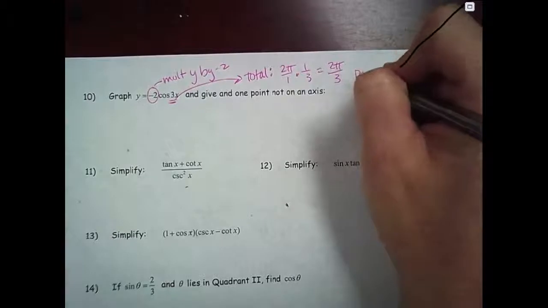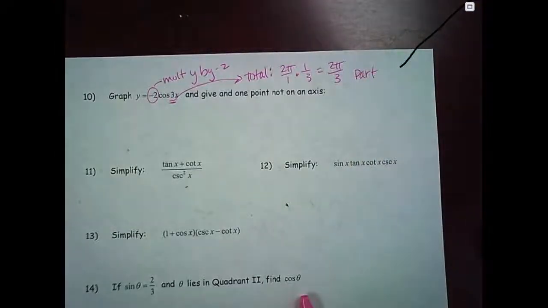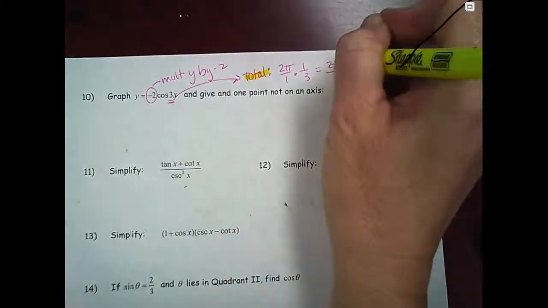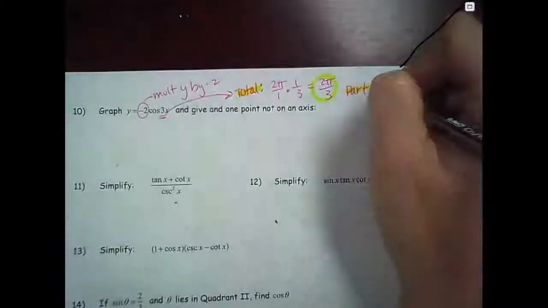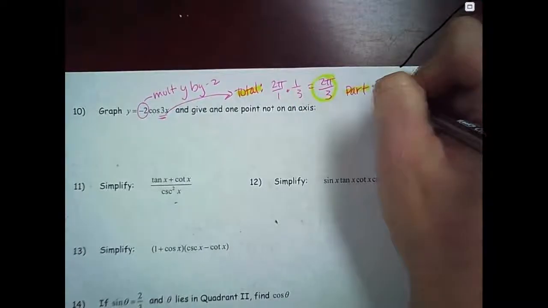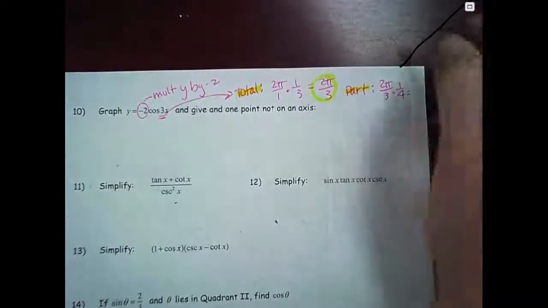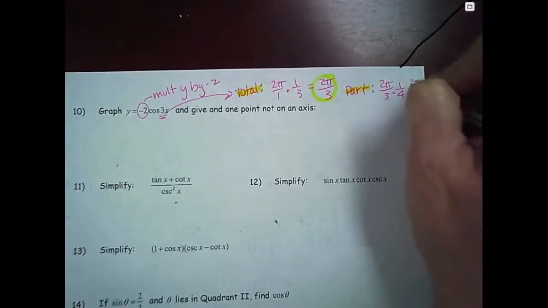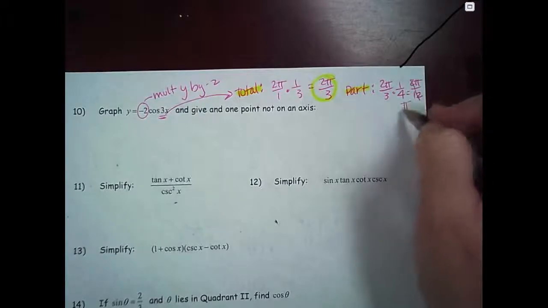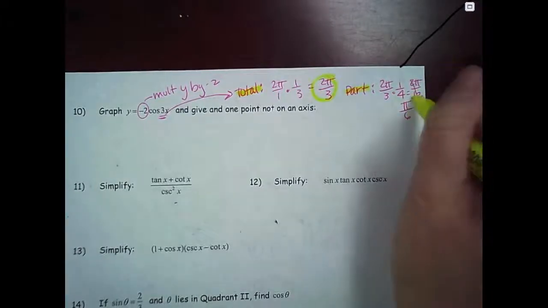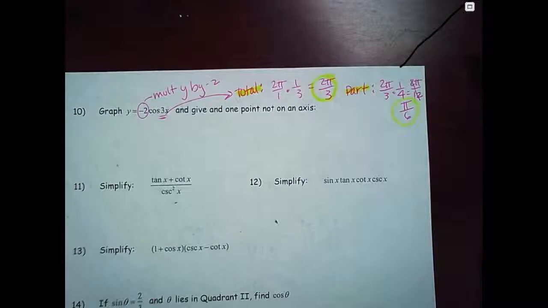So to find the part, you found the total. Here's my total. To find the part, you take your total and you multiply it by 1/4. I'm going to break it into 4. So 2 pi over 3 for each section would be 1/4. So I have 2 pi over 12. Does that reduce to pi over what? Pi over 6. You can count by pi over 6. 1 pi over 6, 2 pi over 6, 3 pi over 6, 4 pi over 6, right?